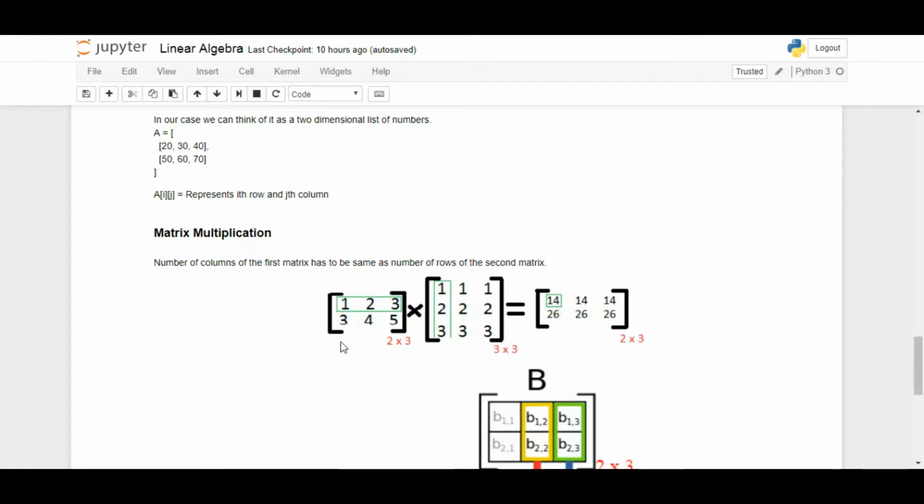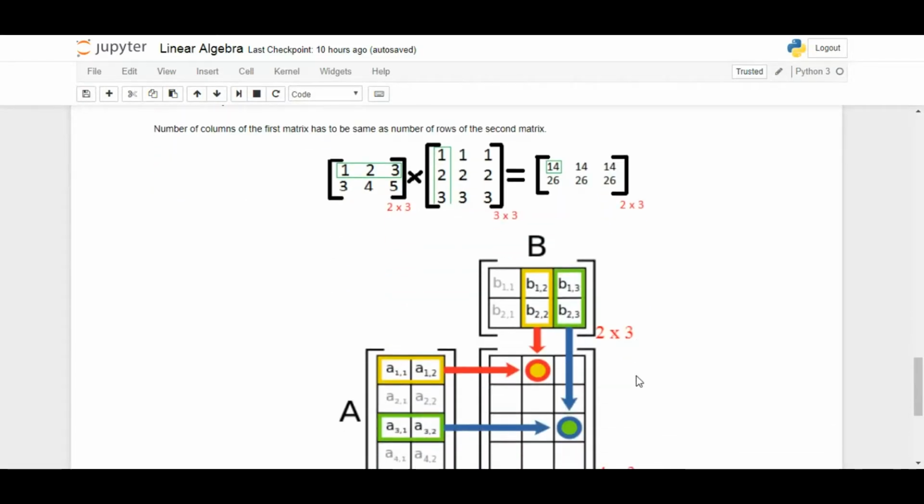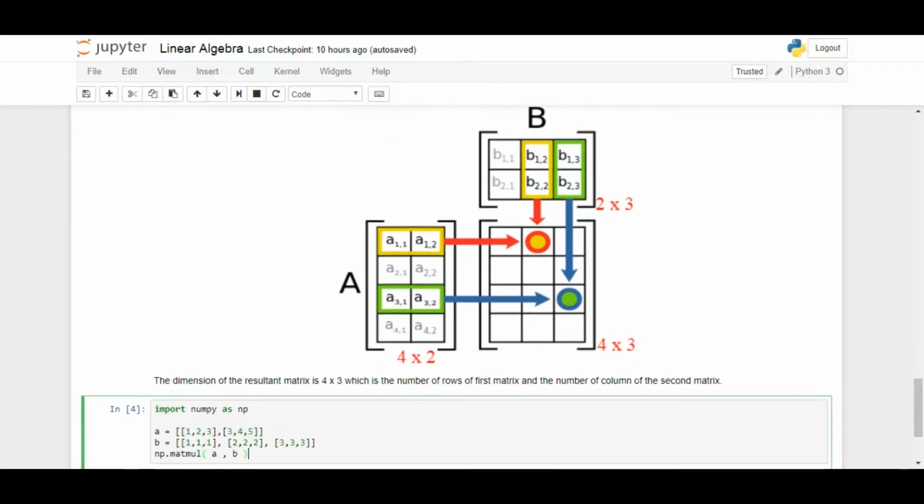Likewise, we can apply the dot product to the first row of the first matrix and the second column of the second matrix, and that is going to be the first row and second column of our resultant matrix. This is the generalization of our matrix multiplication. When we apply the dot product to the first row of the first matrix and the second column of the second matrix, that is going to be the first row and second column of our resultant matrix.